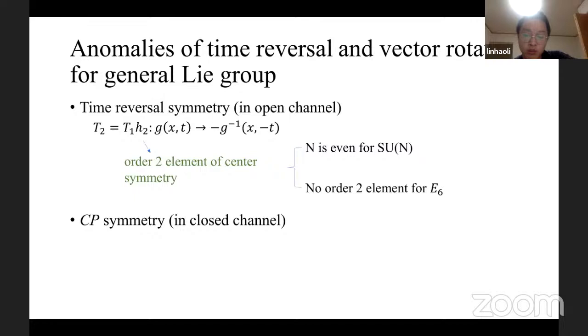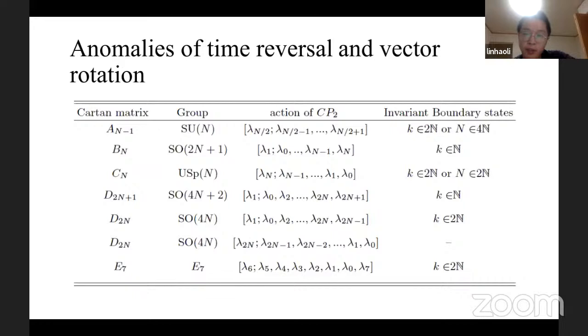Then we calculate the symmetrical boundary state on the CP2 and the vector rotation symmetry in the closed channel. Here we found for the A series, there is a symmetrical boundary state if k is even or n is a multiple of 4. For the B series and the D series with odd n, there is always a symmetrical boundary state, which means it should be anomaly-free. For the C series, a symmetrical boundary state exists only if k is even or n is even. And lastly, for the D series with even n and the E7 series, the symmetrical boundary state exists if k is even.